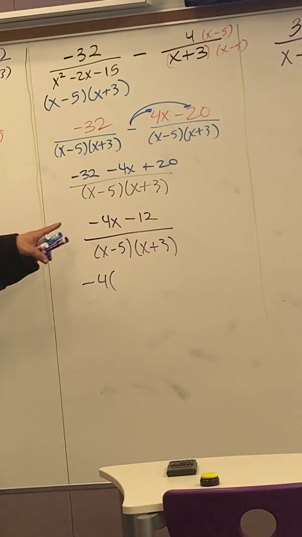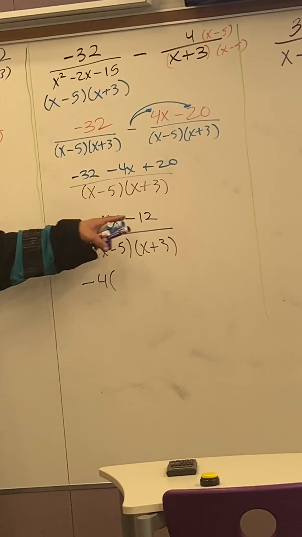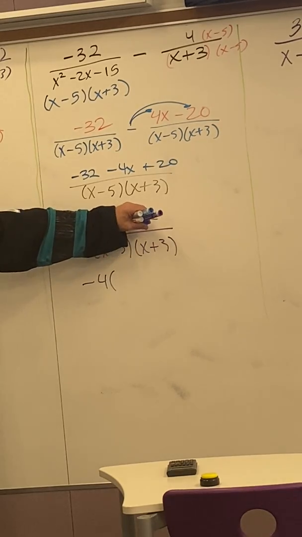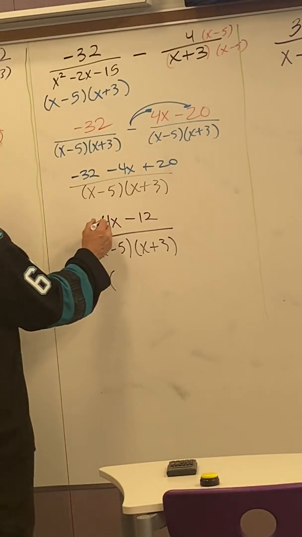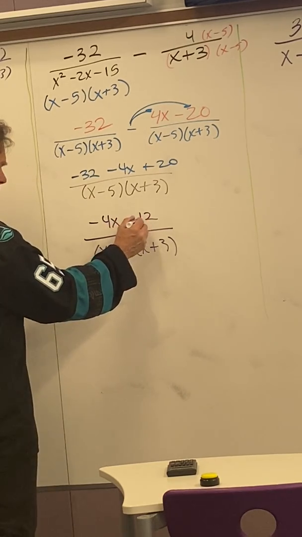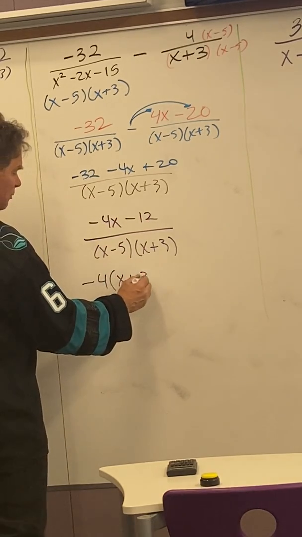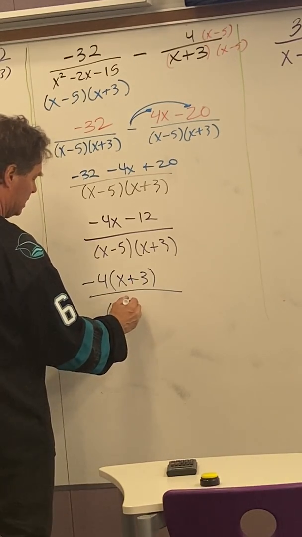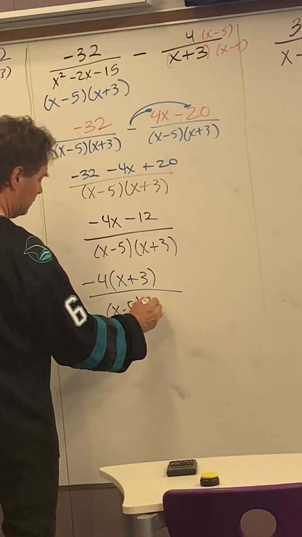Notice I'm not pulling out a negative because they both have a negative. I'm pulling out a negative because it only matters what the first one is. It doesn't matter what the second one is. So, negative 4. Now, negative 4x divided by negative 4 is x. Negative 12 divided by negative 4 is plus 3, right? Over x minus 5 times x plus 3.